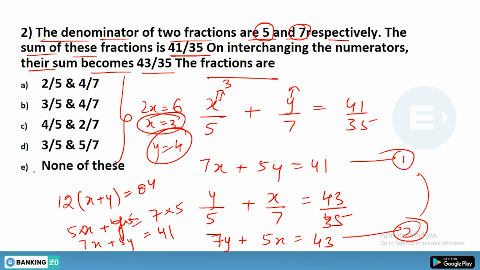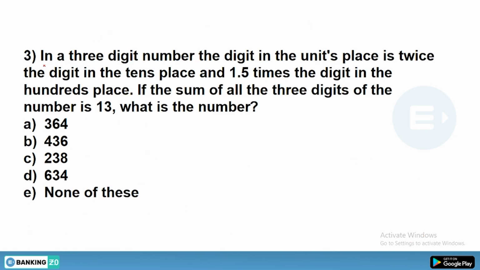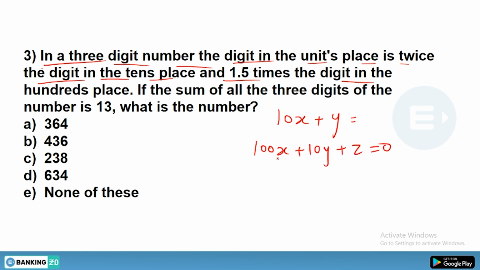So the next question says that in a 3-digit number, the digit in the units place is twice the digit in the tens place and 1.5 times the digit in the hundreds place. So basically you have got the 3-digit number. How can you solve it? As you know, a 2-digit number is written as 10x plus y. Hence a 3-digit number will be written as 100x plus 10y plus z. So basically you have each digit as a variable. Now you will make a relation between them.